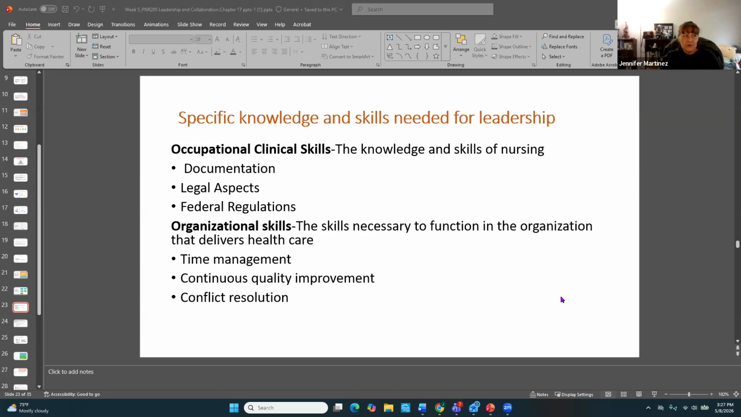Two more slides and then we're going to take a break. Some other knowledge that you need for leadership. We talked about these at the beginning. You need to have those clinical skills. You have to have the knowledge: what are the documentation requirements, what are the legal aspects, as well as federal regulations?